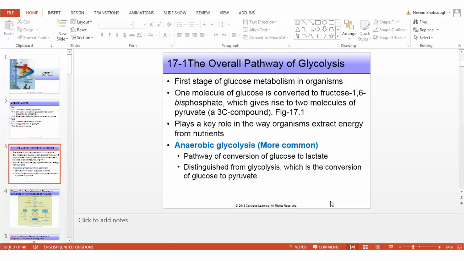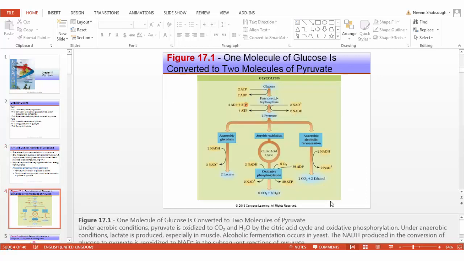Now, once pyruvate is formed, it has one of several fates. In the presence of oxygen, pyruvate loses CO2 and the 2 carbons are attached to coenzyme A to form acetyl-CoA, and this will enter into the citric acid cycle. This is aerobic oxidation followed by oxidative phosphorylation to form CO2 and water with a number of ATP, and we will talk about this in the coming chapters.